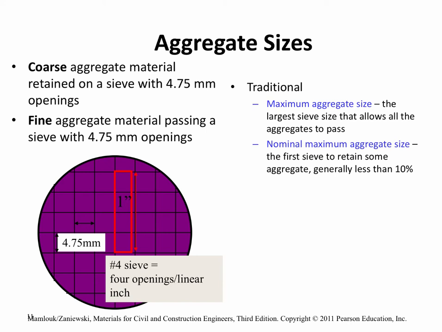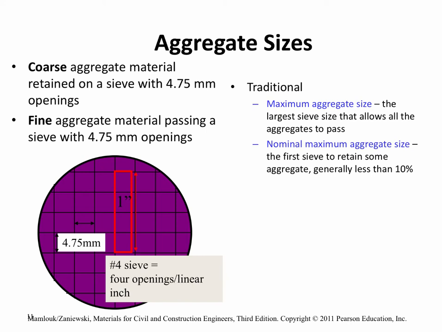And that is the largest sieve that allows all the aggregate to pass. The largest sieve that allows all the aggregate to pass. So look back at our worksheet, and that would be the number 4 sieve. That is our maximum aggregate size for our sample. The nominal maximum aggregate size is the first sieve to retain some of the aggregate. Now, it's usually less than 10%. On our particular sample, it is the number 8 sieve, and it is 17.1%.